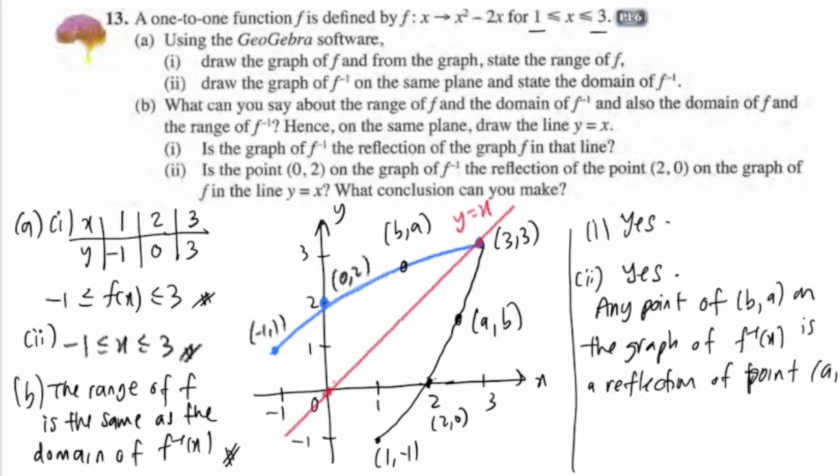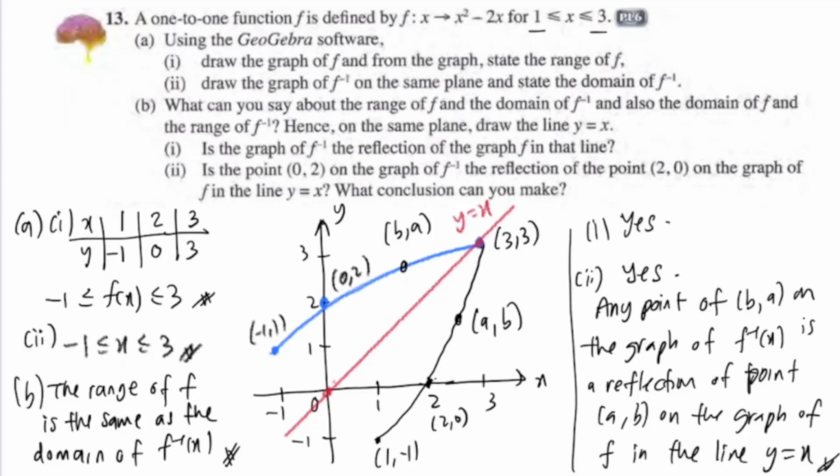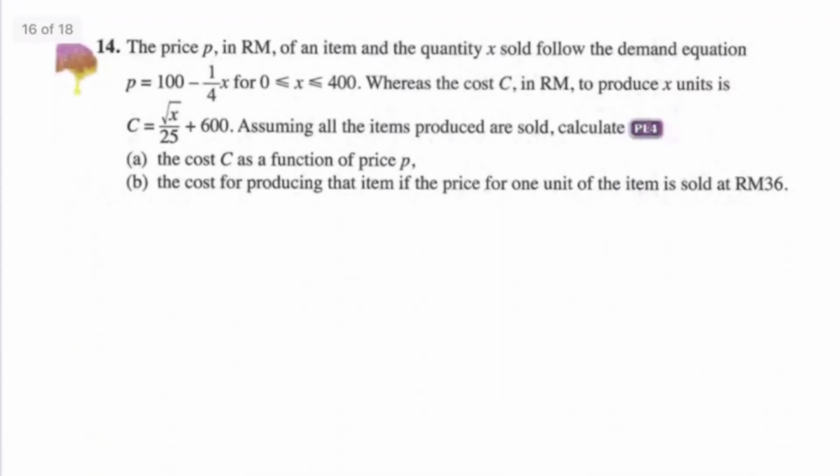Okay, you can't see it. (a, b), I put (a, b) down here on the graph of f in the line y equals x. So y equals x is your line of reflection. Okay, so we're done with number 13. Let's move on to number 14.